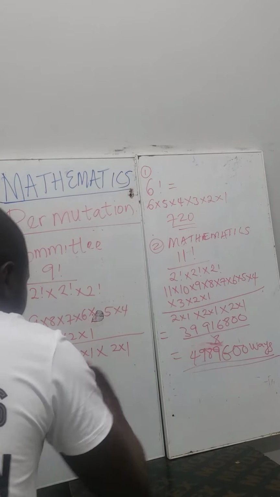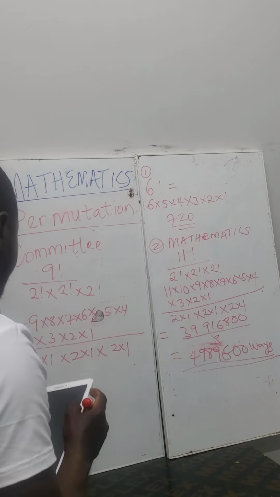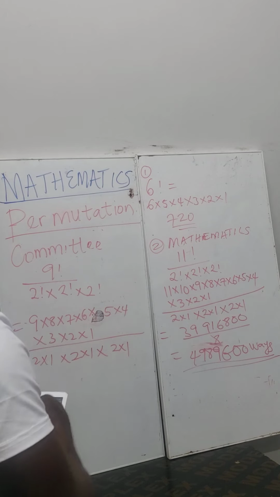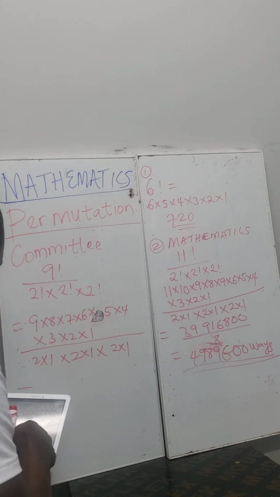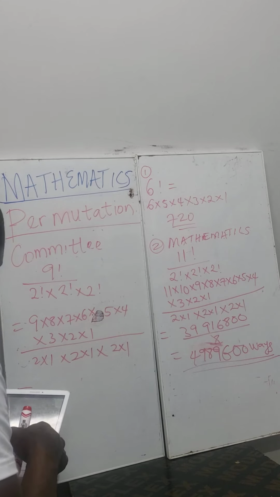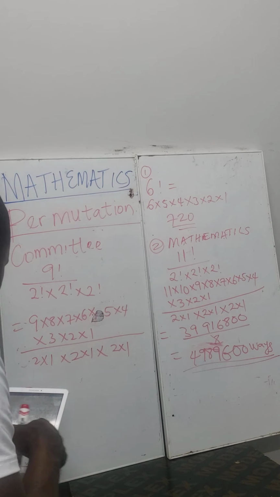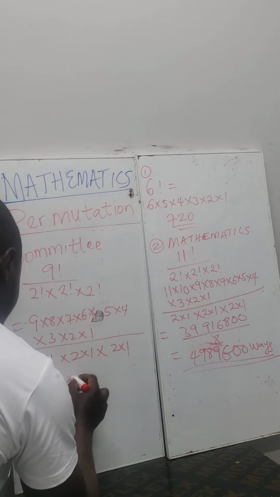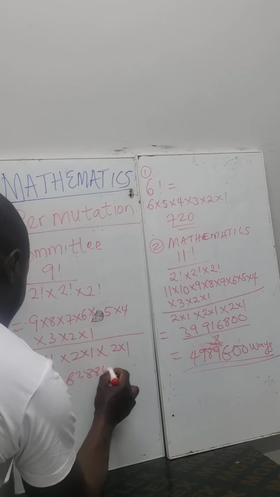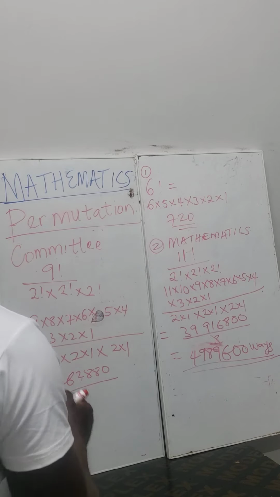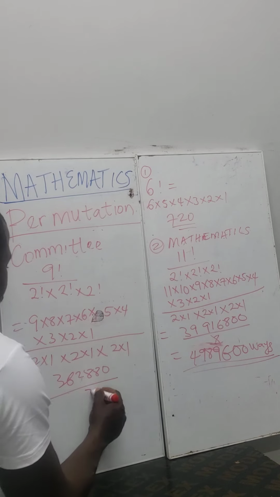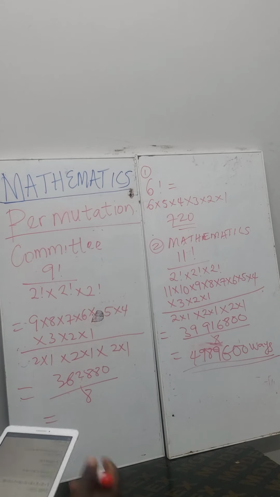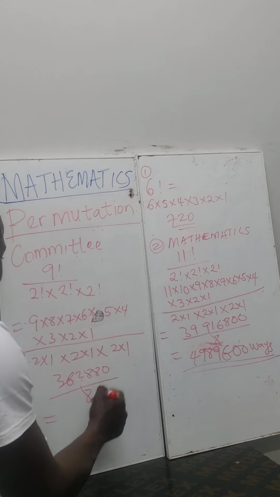Let's first of all deal with the numerator before the denominator. What do we have as numerator? In the numerator we have 9 times 8 times 7 times 6 times 5 times 4 times 3 times 2 times 1. We have 362,880, divided by the denominator. Now we have 2 times 1, 2, 2 times 1, 2, 2 times 1, 2. That is 2 times 2, 4, 4 times 2, 8. So we therefore have 362,880 divided by 8.